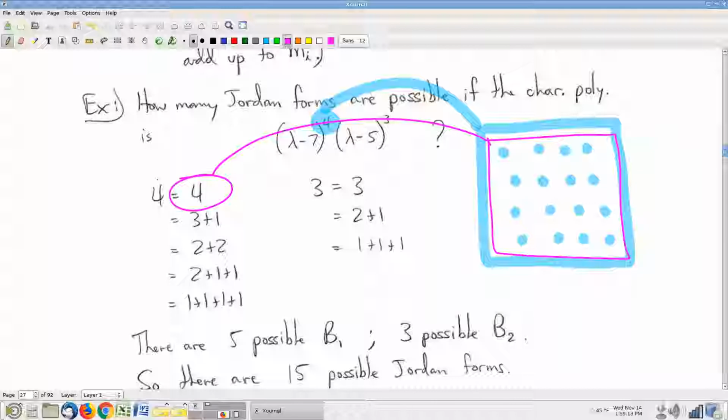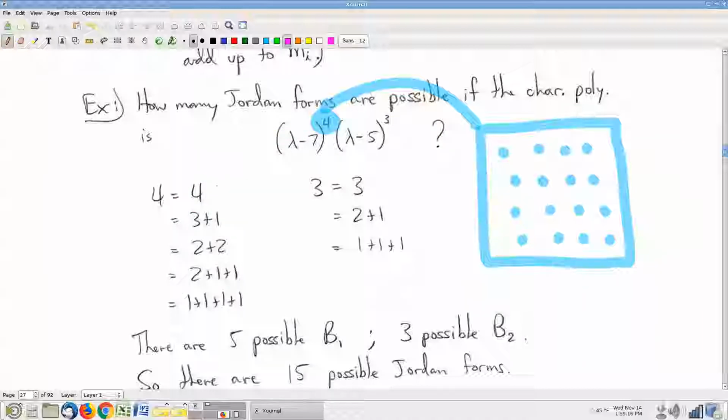the whole thing all at once, or it could be a 3 by 3 and a 1 by 1, or it could be a 2 by 2 and a 2 by 2, etc. Every different possible way that you can put basic Jordan blocks inside of this 4 by 4 eigenvalue block corresponds to one of the ways to partition 4.